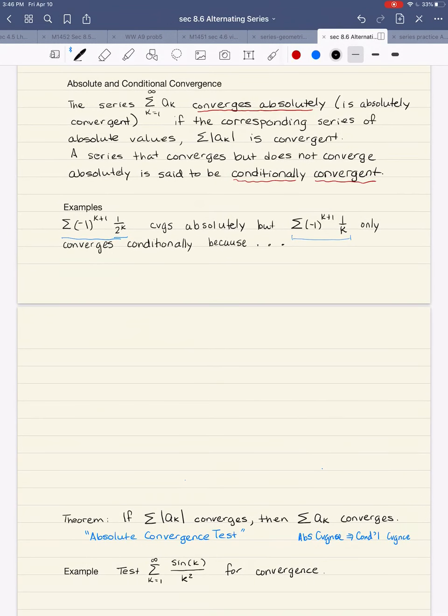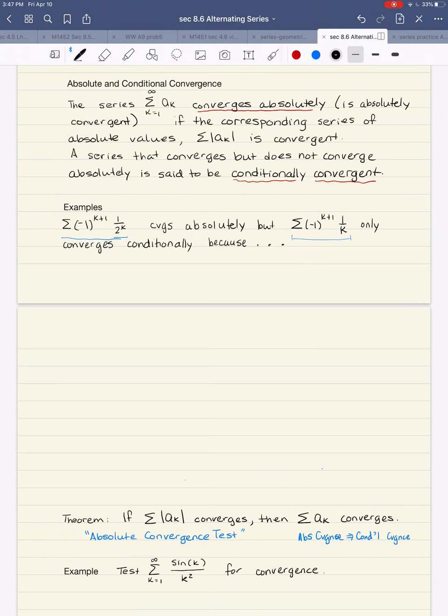Now we've got the difference between absolute convergence and conditional convergence. A series converges absolutely, or is said to be absolutely convergent, if the corresponding series of absolute values is convergent. A series that converges but does not converge in absolute value is said to be conditionally convergent. So absolute convergence is the strongest convergence. If a series converges absolutely, then it automatically converges.